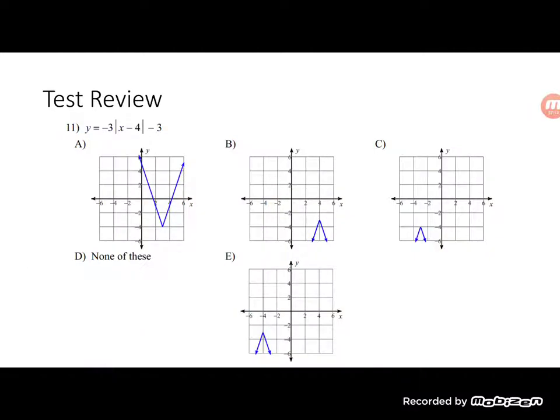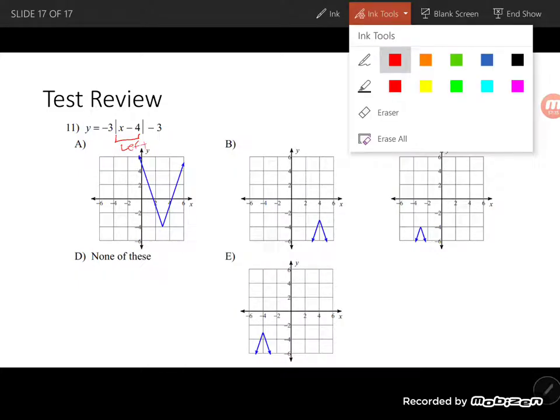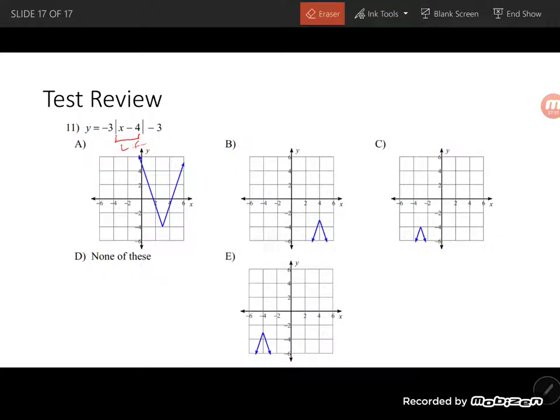All right, and then the very last question we're going to go over, number 11. On this one, there's a couple things that we can quickly look for. We see a minus 4 that's happening inside of our operation. With our transformation rules, that means that this is going to go left. Oops, sorry, not left. Remember, it's the opposite of what we expect.